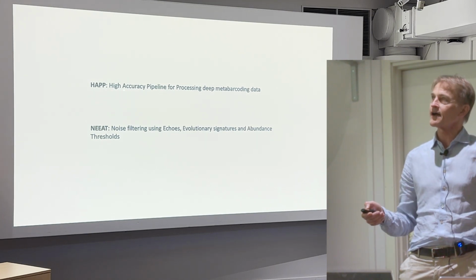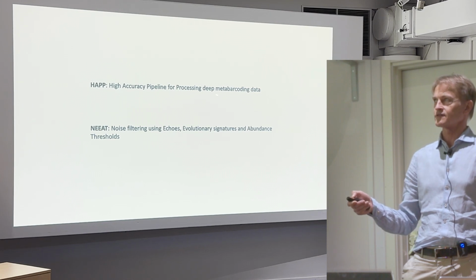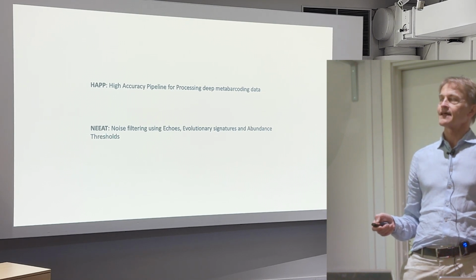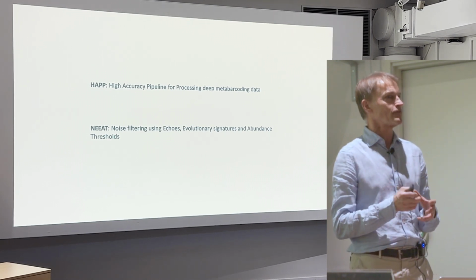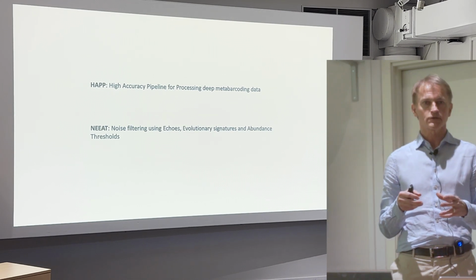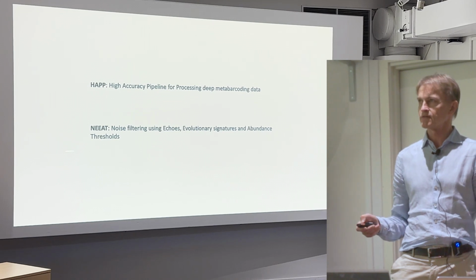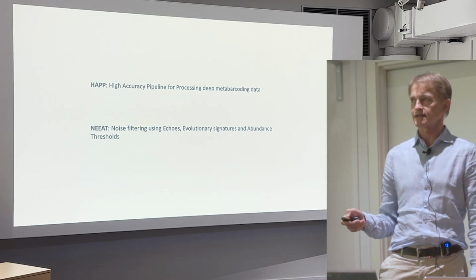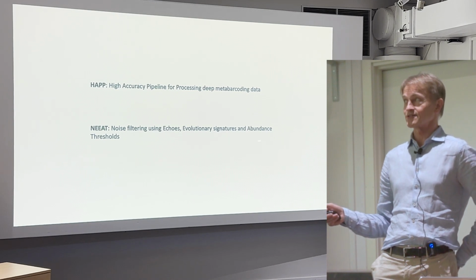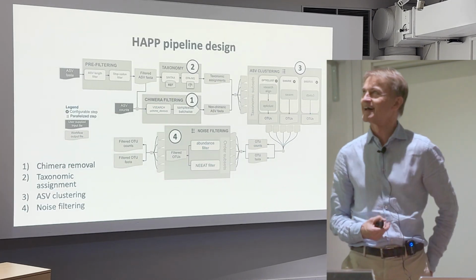HAP stands for High Accuracy Pipeline for Processing Deep Metabarcoding Data. Deep stands for just a lot of metabarcoding data, so it's high performance also. HAP really consists of existing tools pieced together into our workflow, but we also added some components we've developed ourselves. The major component we developed is this NEAT algorithm, which stands for Noise Filtering Using Echoes, Evolutionary Signatures, and Abundance Thresholds. Good acronyms, I hope you agree.